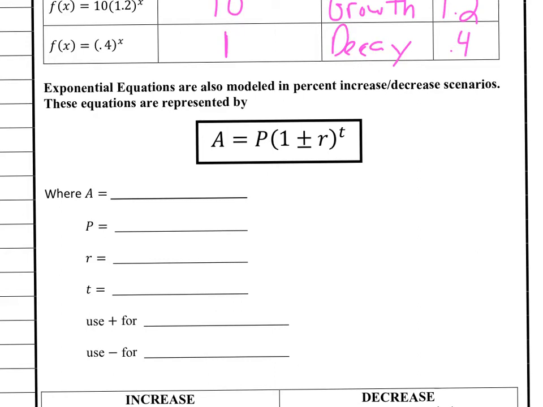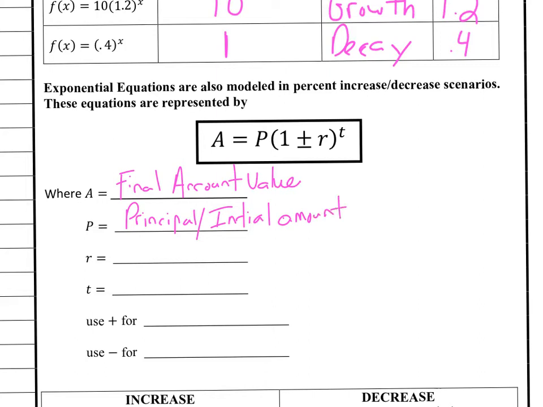So first part, A is the final value, final account value, the total value, all right? It's that final value that you're dealing with. So final account, okay, it doesn't always have to be an account, but final whatever value, okay? P is going to be your starting, your principal, or your initial amount. Also an investment, okay? Could be your initial investment.